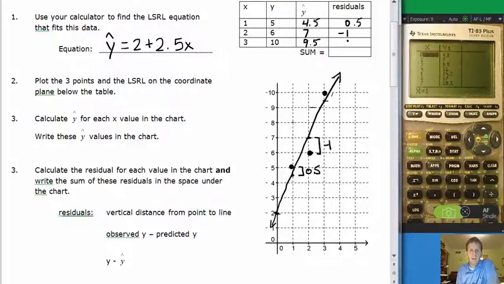What I'd like you to do is find this other residual value, calculate the sum of these residuals, and then we'll pick up in just a minute.